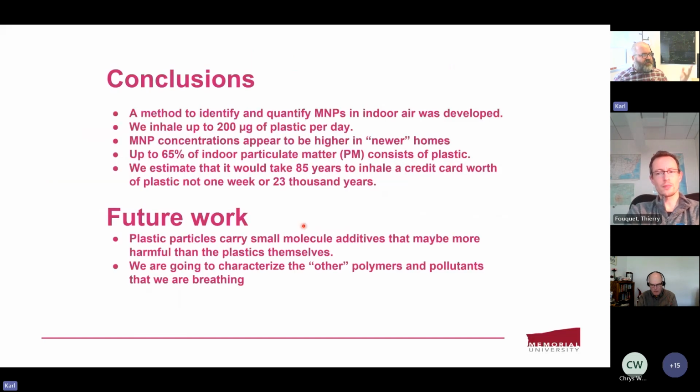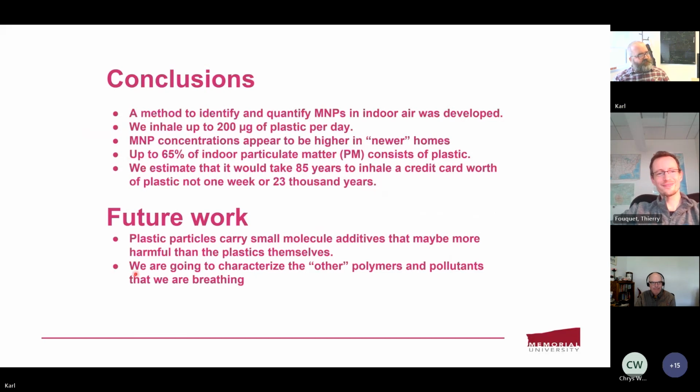So the conclusions are as follows. I've shown you a method to identify and quantify micro and nanoplastics indoors. We estimate that we could be breathing up to 200 micrograms of plastic per day, and that the concentrations may be somewhat higher in, quote, newer homes. Up to 65% of indoor dust could be plastic, although that was only the case in a couple of samples. And we estimate it probably takes 80 to 100 years to inhale an entire credit card's worth of plastic.